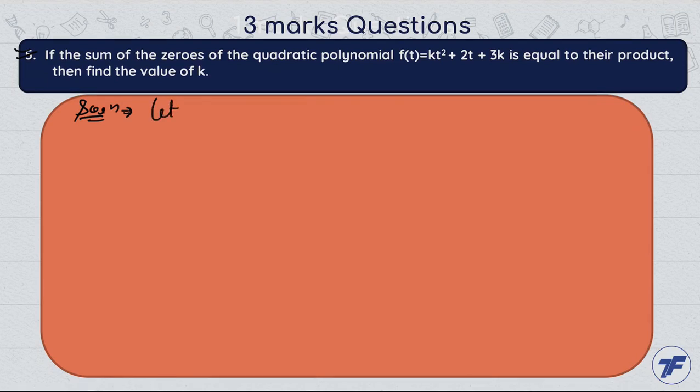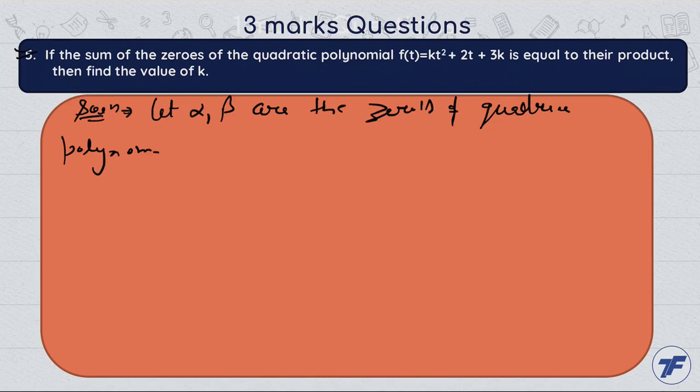Let alpha, beta be the zeros of the quadratic polynomial f(t) = kt² + 2t + 3k. Now here we are using the relation between zeros and coefficients.